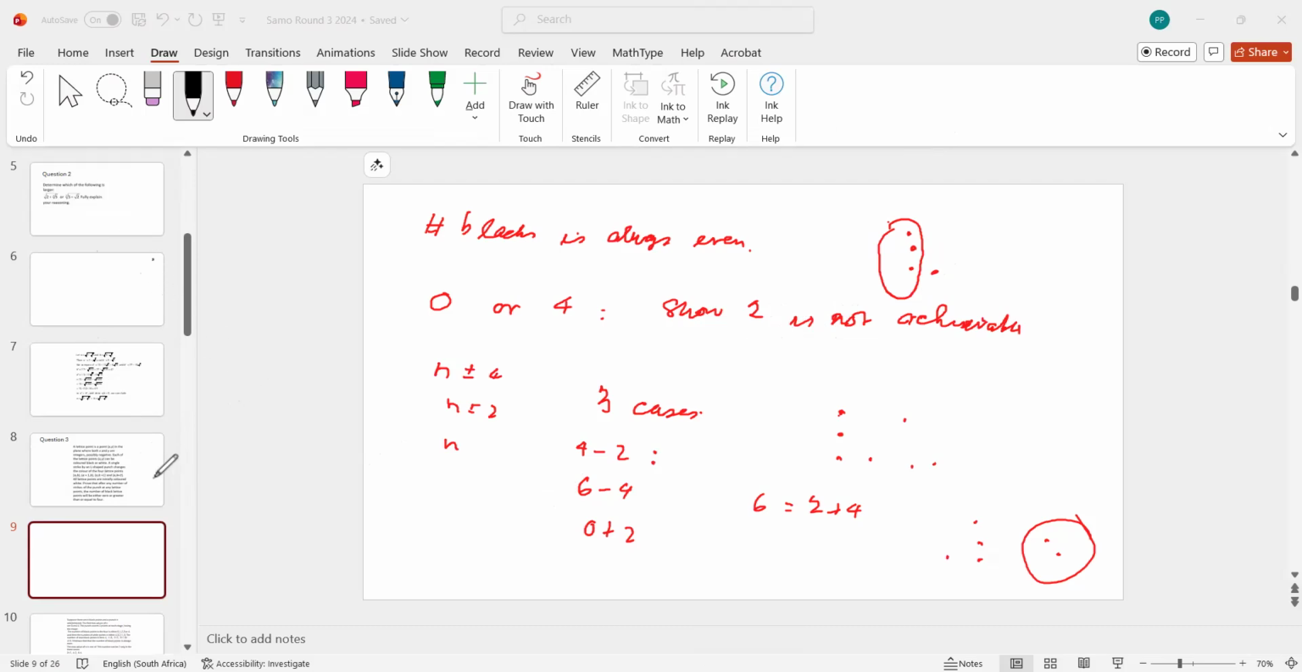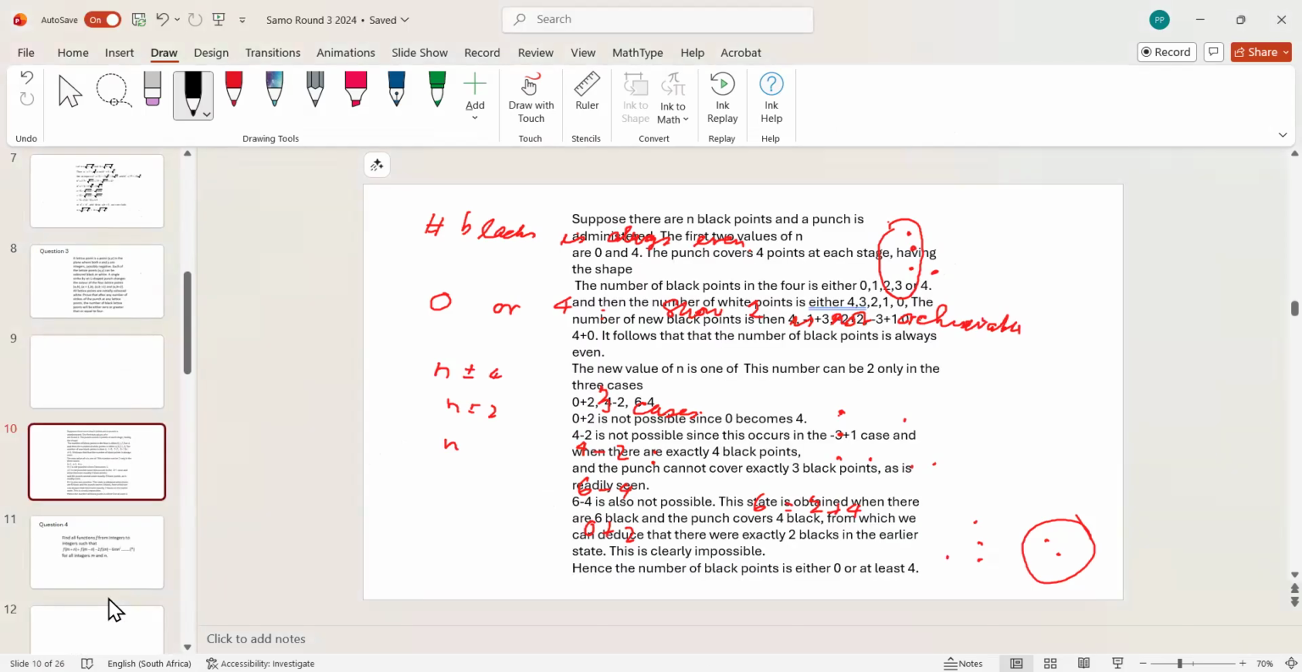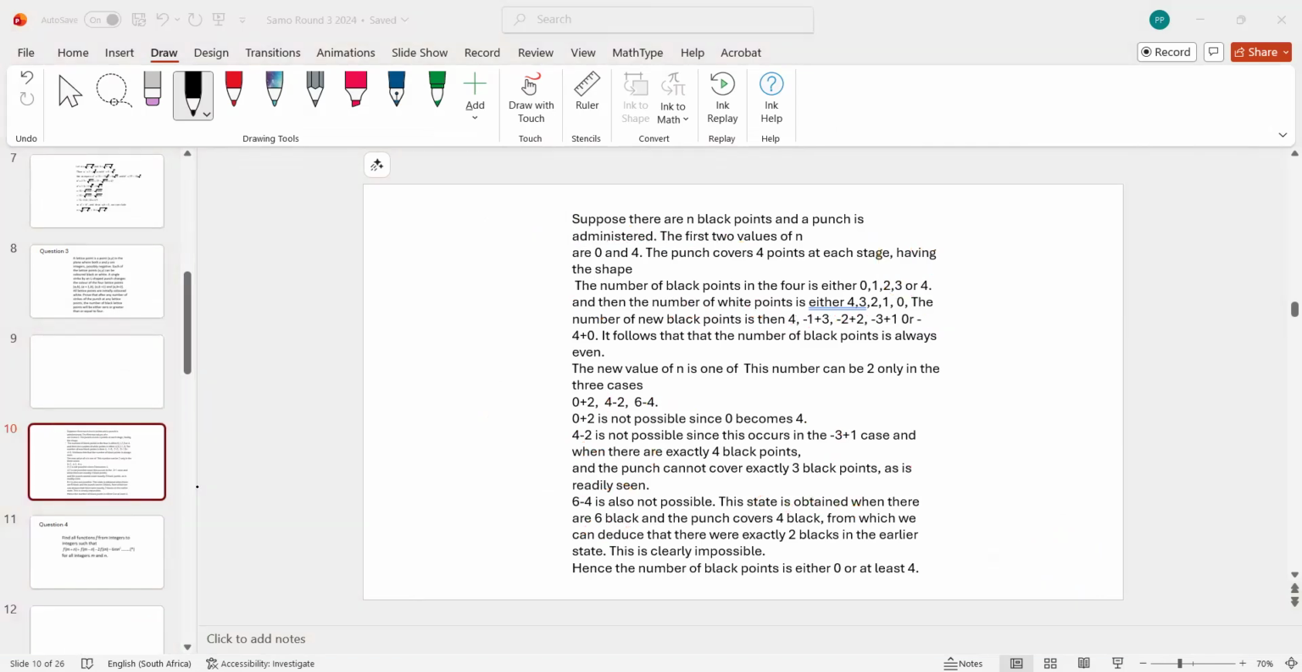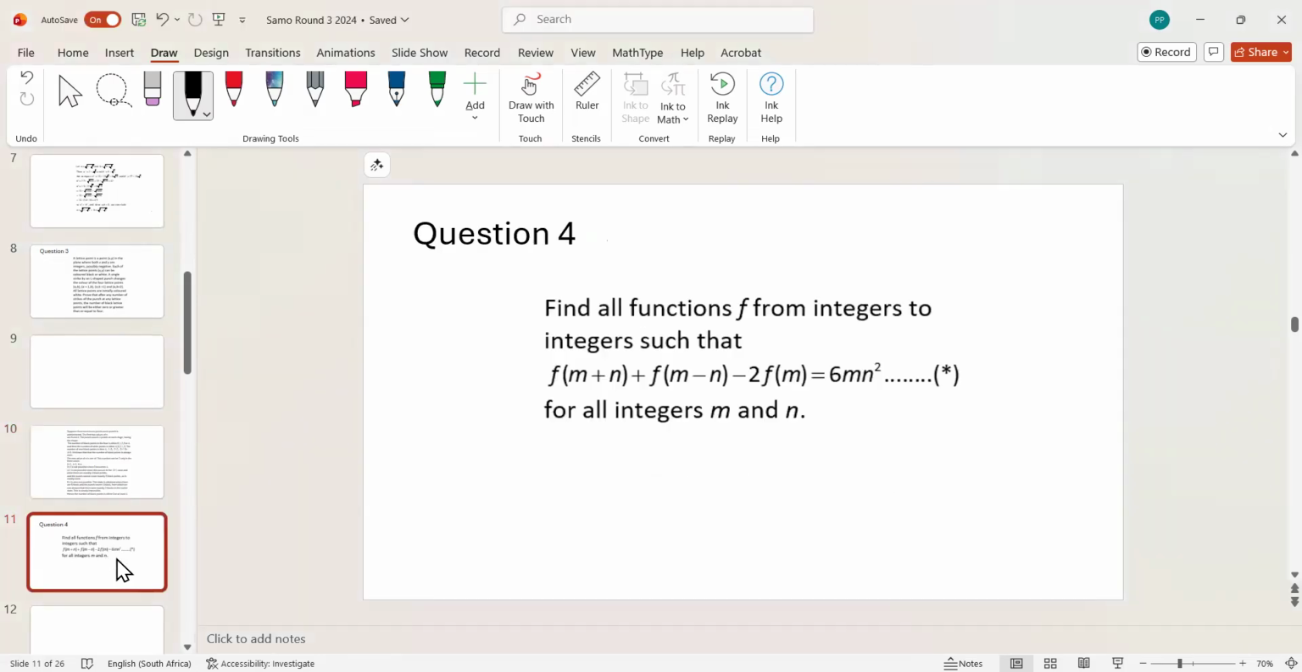Okay, so this is, as I said, very tricky to explain, but hopefully you'll be able to make some sense of this whole argument here. You can have a look at this and try to understand how the conclusion is reached. Okay, so let's get on to the next question.